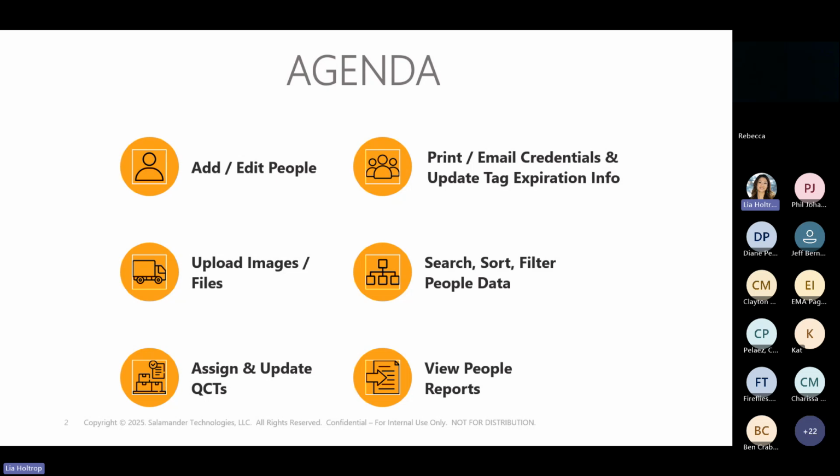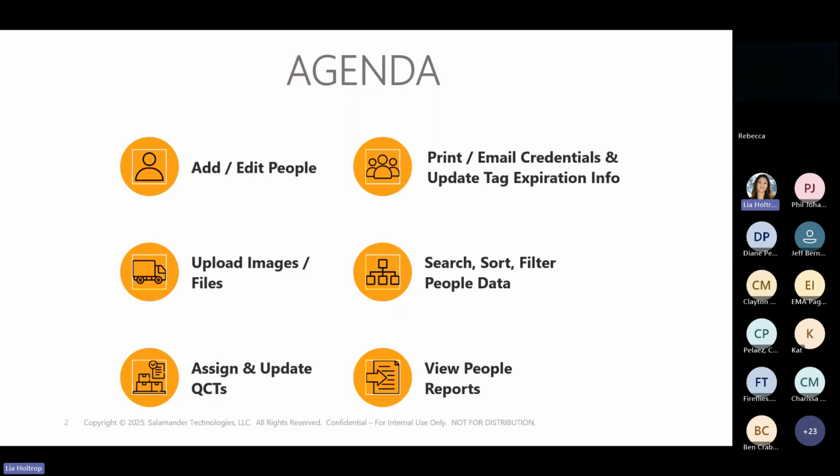Here is our agenda for today. In this training, I'm going to be walking through the entirety of the people page in V3. We're going to look at how to add and edit people records, the manual entry as well as the import process, how to upload an image, so a person's picture as well as other files, and how to assign and update qualifications, certifications, and training information. That's what you see here as QCTs.